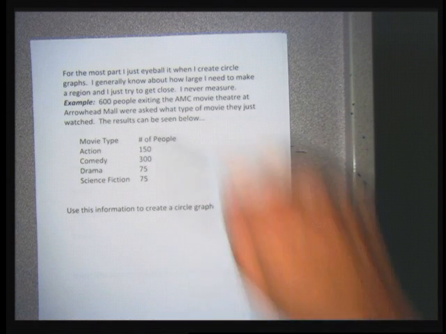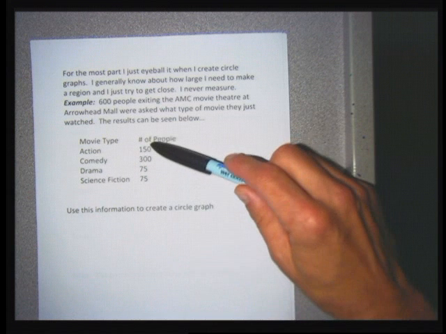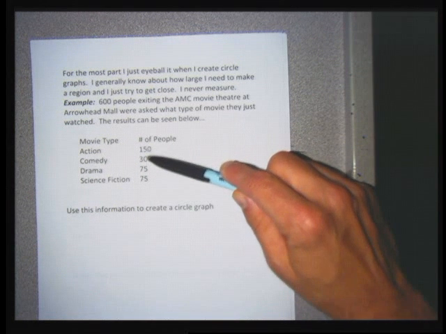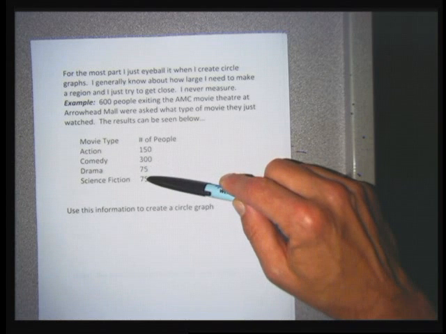So this right here, 600 people were leaving a movie theater at Arrowhead, and they were asked what kind of movie they saw. Maybe they were asked specifically what movie they saw, and then they were subdivided into categories. And I want to make a circle graph that represents, of the 600 people, 150 saw action, 300 saw comedy, 75 drama, and 75 science fiction.